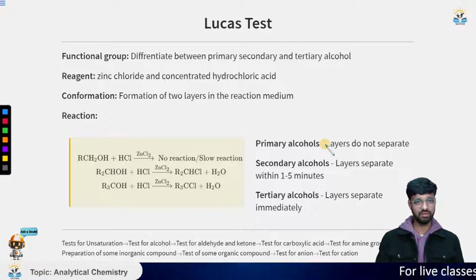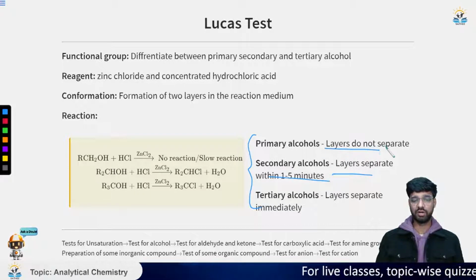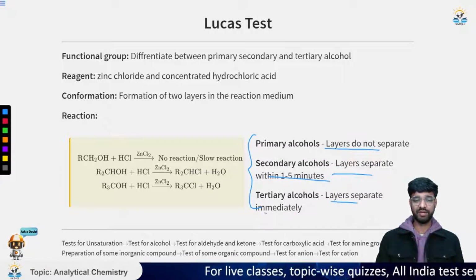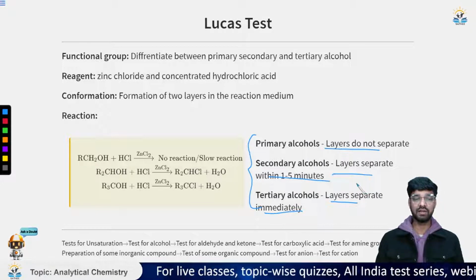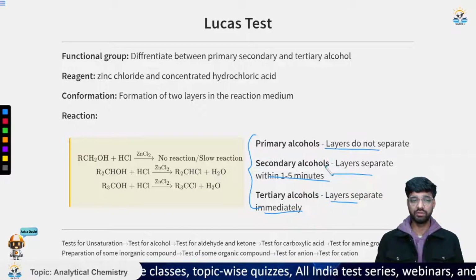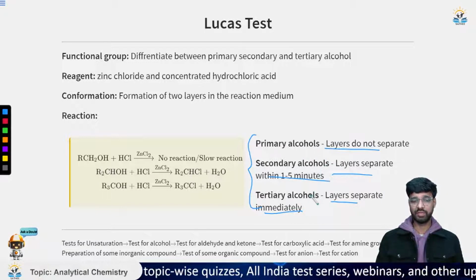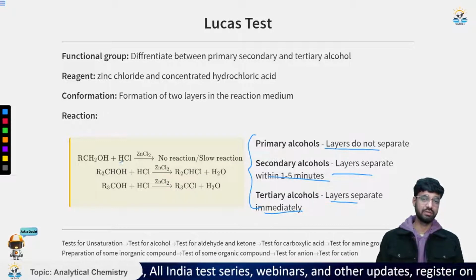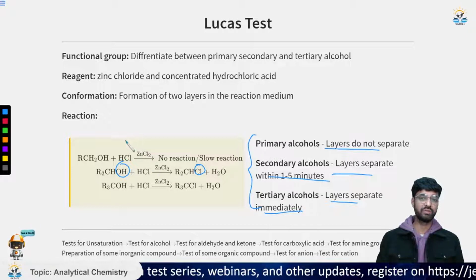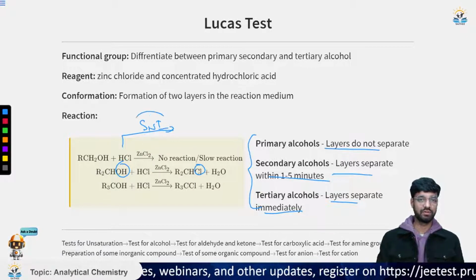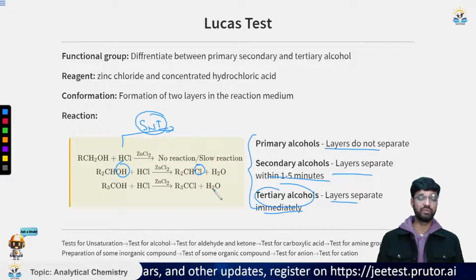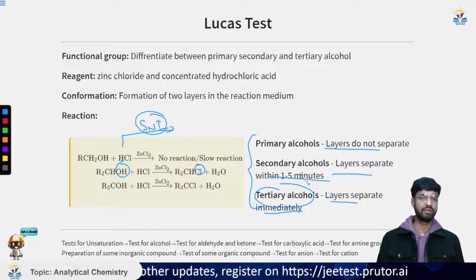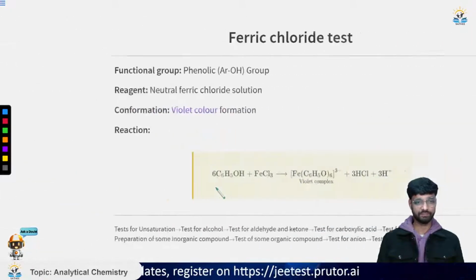Okay, so this is all about this Lucas test. Primary alcohol does not separate, secondary alcohol separates within 1 to 5 minutes, and tertiary alcohol separates immediately. So this result suggests that some kind of SN1 mechanism is going on during this reaction. Why? Because the tertiary is reacting quickly. Because there is substitution here, the OH group substituted by Cl, it must be going through SN1. So the stability of carbocation is more for tertiary alcohol, so we get this reaction immediately, which is confirmed by the formation of two layers in the reaction medium.